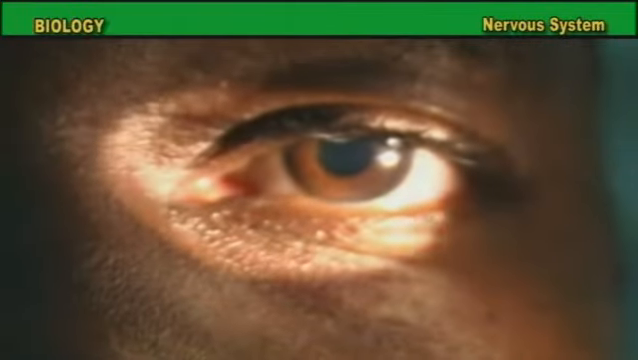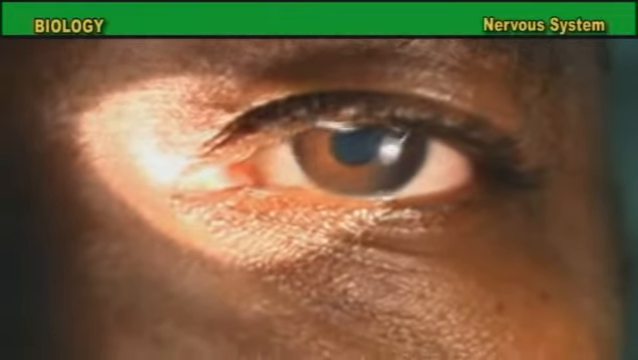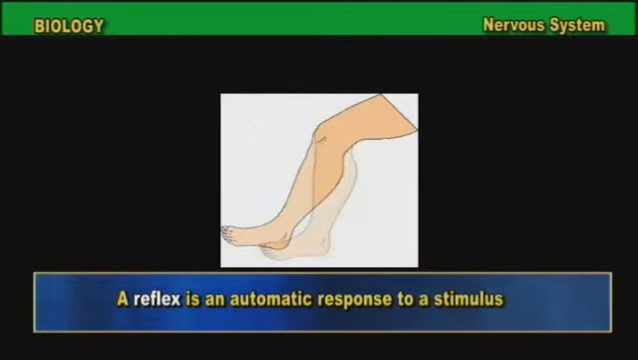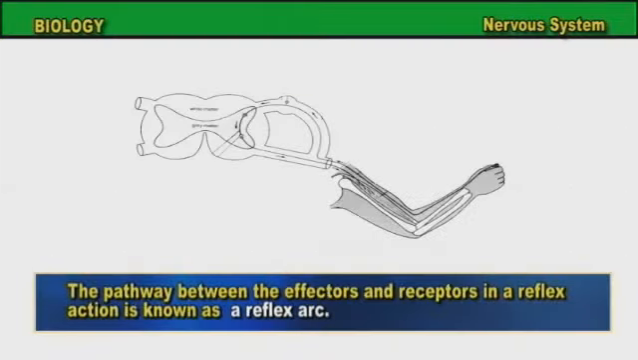Some responses occur rapidly, without us even thinking about it. These responses are known as reflexes. A reflex is a quick, automatic response to a stimulus. The pathway between the effectors and the receptors in a reflex action is called the reflex arc.